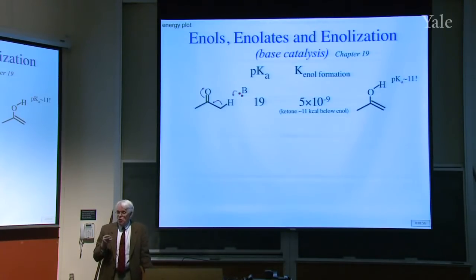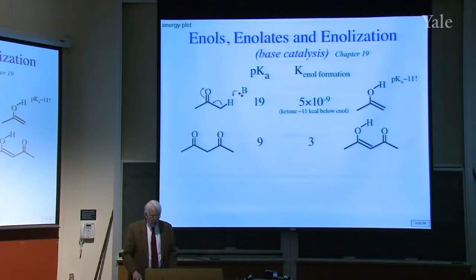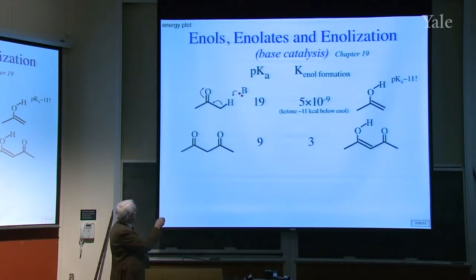Very acidic. Remember, normal alcohols are like 16, 17 pKa, right? So this is very acidic. Now let's go to, if one's good, more's better, right? Put 2 carbonyls adjacent to this alpha thing. So now both of them can stabilize it. And now the pKa is 9, and the equilibrium constant is now 3.